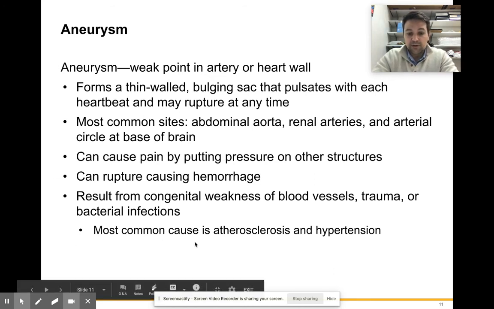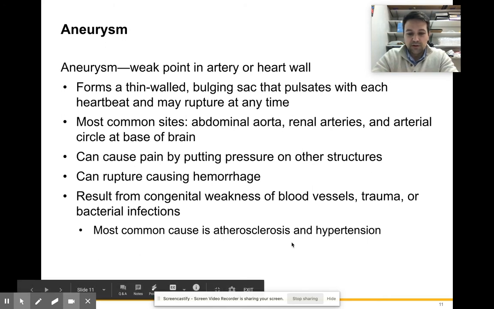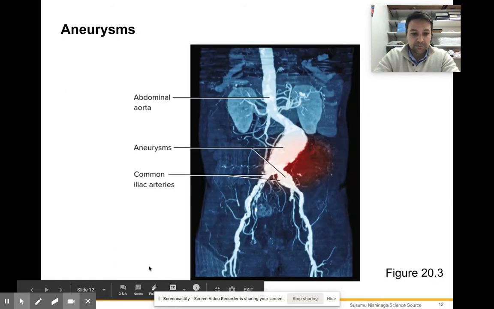The most common cause is atherosclerosis, which is the hardening of the arteries with plaque and things like that, which could cause the walls of the blood vessels to thin out, and hypertension, which is high blood pressure. So you definitely don't want high blood pressure.